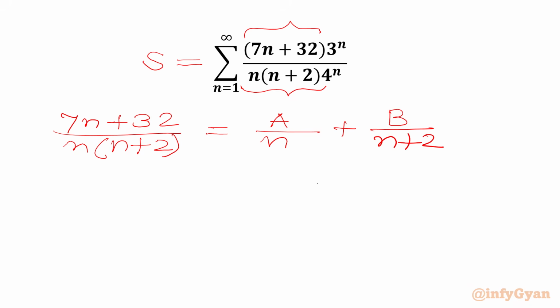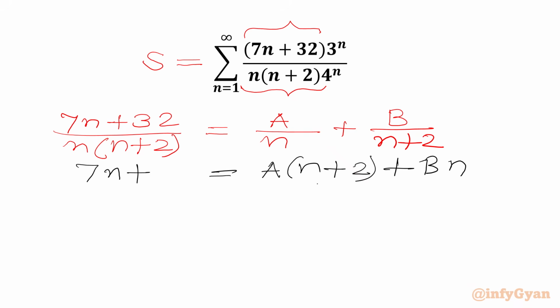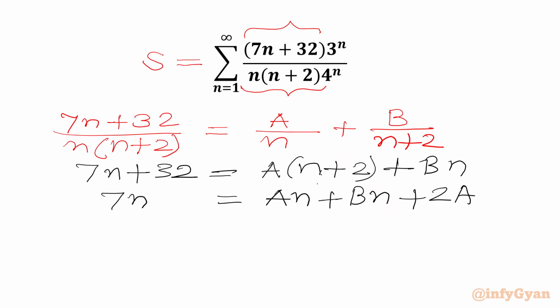Now we have to take the LCM. So we will get a times (n + 2) plus b times n. This must be equal to 7n + 32. Now we will expand our right hand side. So we can write an + 2a + bn, which I am writing as an + bn + 2a. And in the LHS we have 7n + 32.